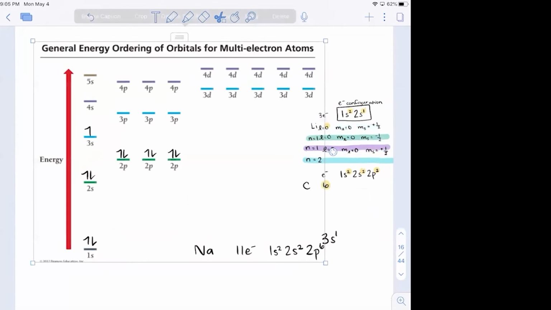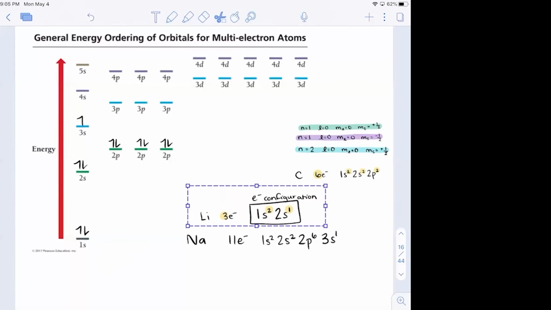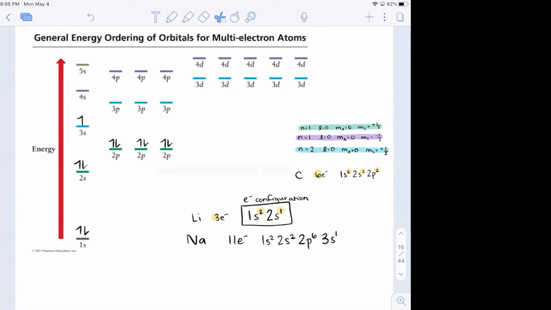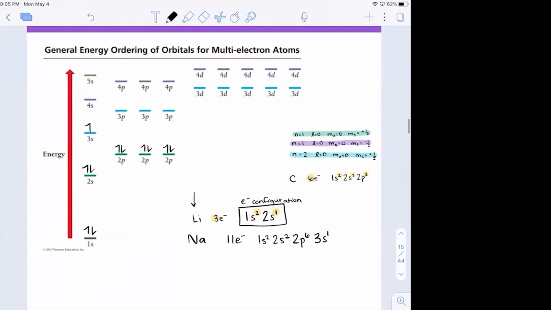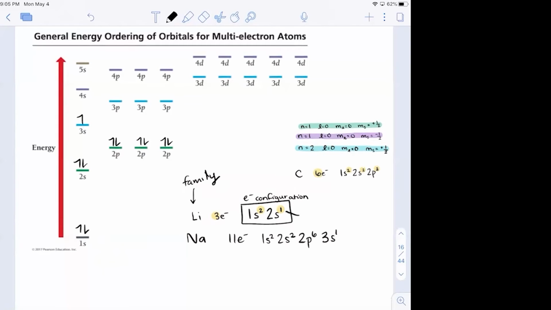Here's where we get into a really cool observation between lithium and sodium. Notice these 2 electron configurations. Now, they are in the same group. They are family members. And what do we notice about their electron configurations? Their outermost orbital is an s orbital with 1 electron. There's going to be some interesting facts about reactivity.